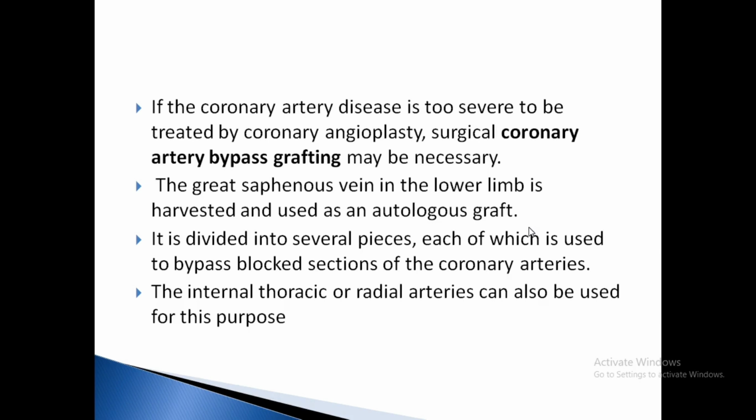be necessary. The great saphenous vein in the lower limb is harvested and used as an autologous graft. It is divided into several pieces, each of which is used to bypass blocked sections of the coronary arteries. The internal thoracic or radial arteries can also be used for this purpose.